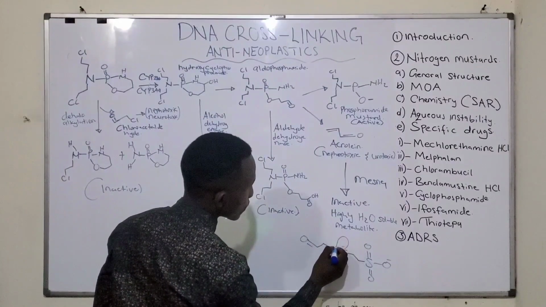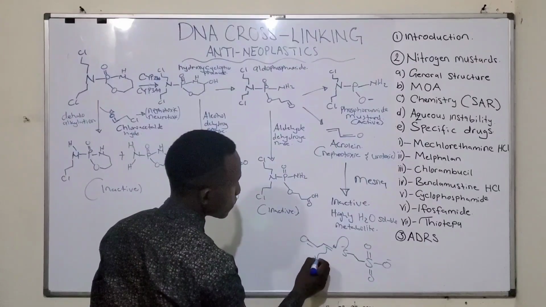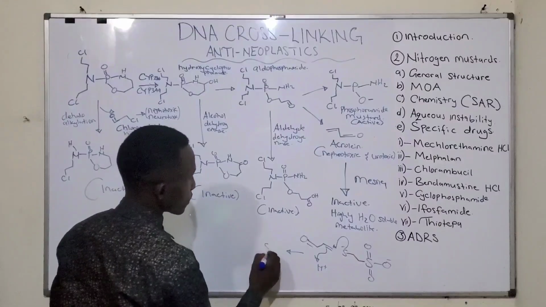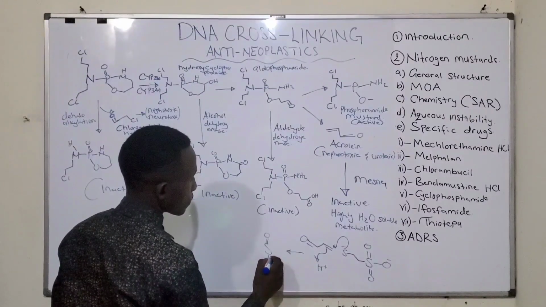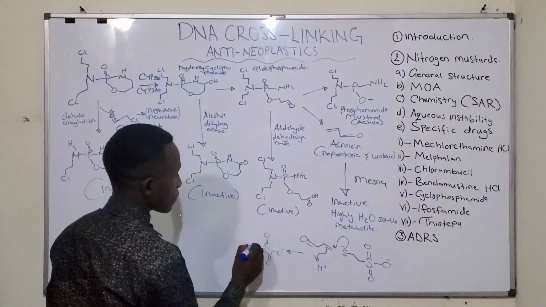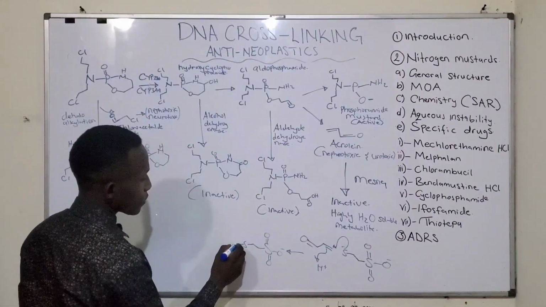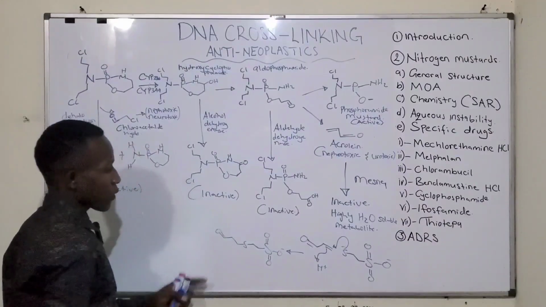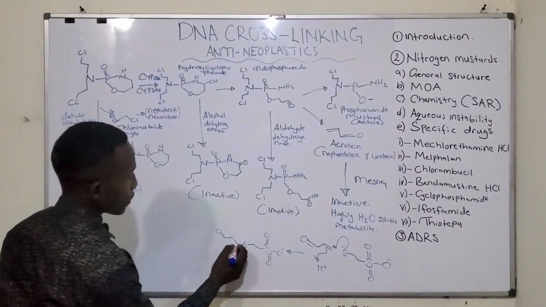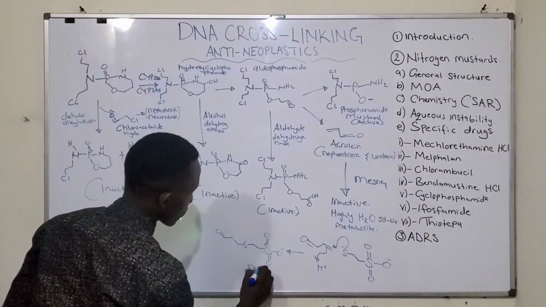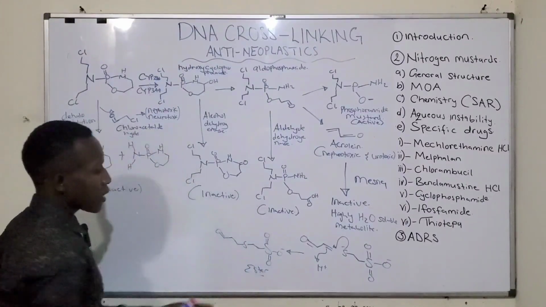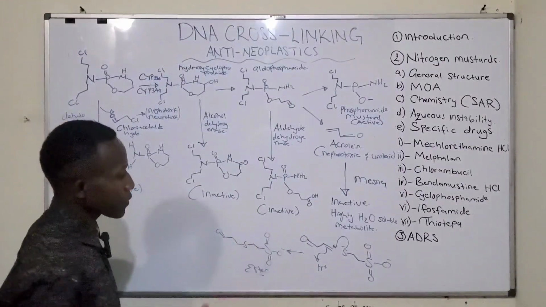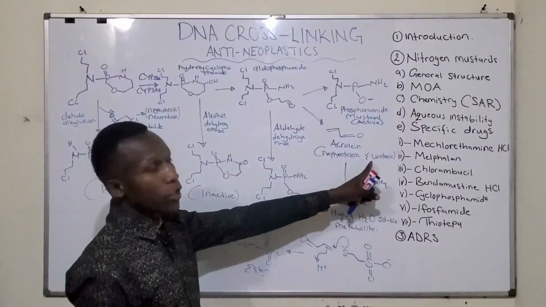Now, mesna will attack this carbon. This one will take the proton. We shall form this. This is an ester. This ester is highly water soluble and can be eliminated through the kidney. So, mesna can prevent the urotoxicity.